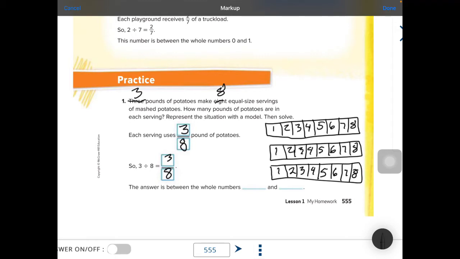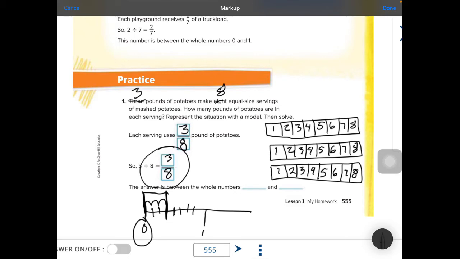So if we were to draw this answer on a whole number line, we would have a 0 here and a 1 right here. 3/8, if we divide this into 8 little sections, 1, 2, 3, 4, 5, 6, 7, 8. 3/8 would be 1, 2, 3. It would only be that big. So it would be between 0 and 1.